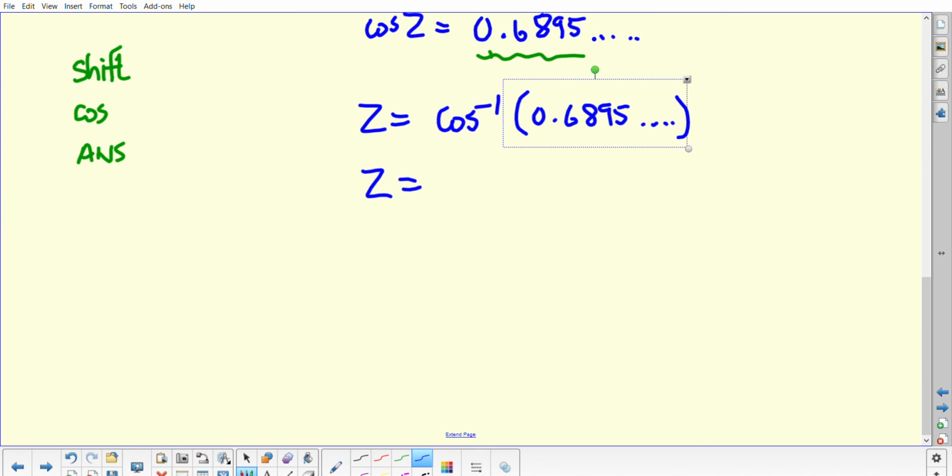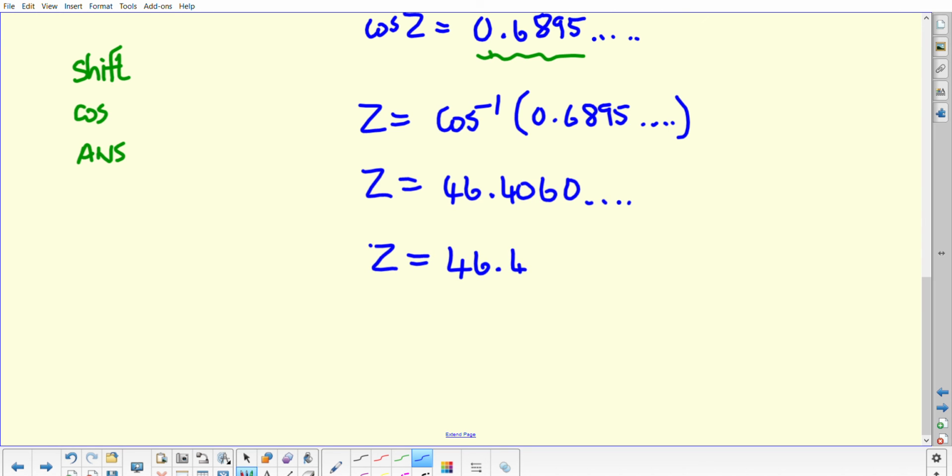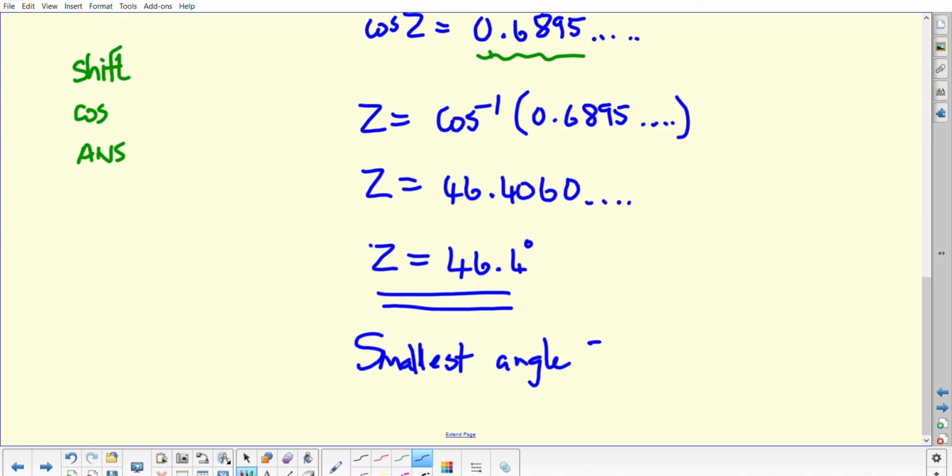And if you do that, you will get 46.4060, all the other figures, usually for angles, one decimal place, so 46.4. Remember to put your degree in, so we would say the smallest angle is Z, and that is equal to 46.4 degrees.